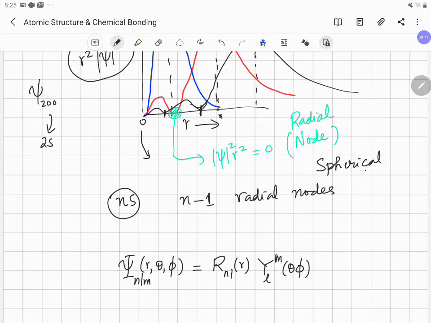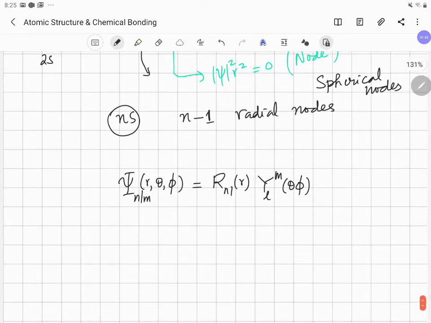So we have seen that in general for ns atomic orbital, the number of radial nodes is n minus 1. Say, for example, for 1s atomic orbital there are no nodes, for 2s there is one spherical node, for 3s there are two spherical nodes, etc.